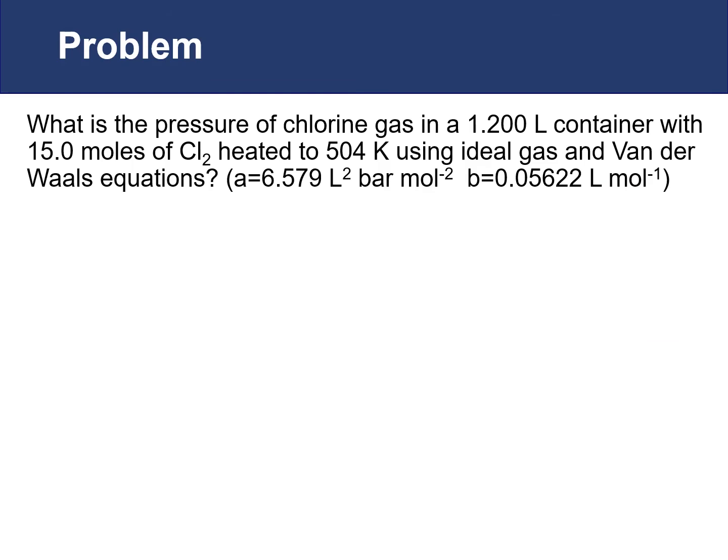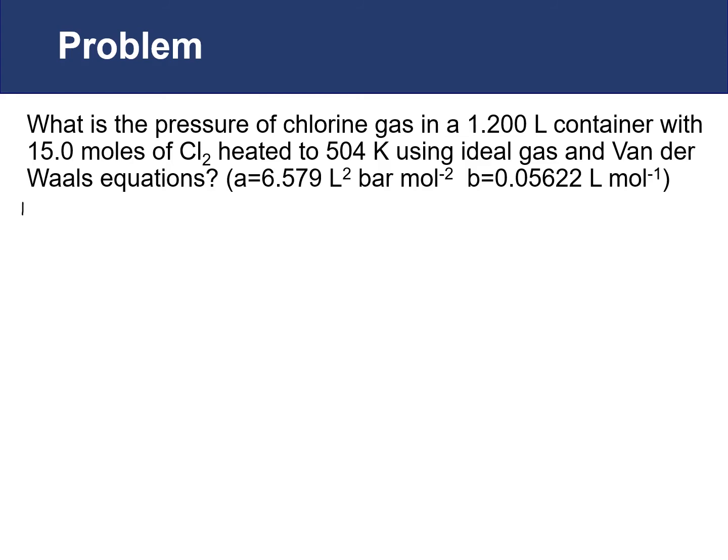Let's now look at a problem that uses the van der Waals equation. So let's say we're trying to determine what is the pressure of chlorine gas in a 1.20 liter container with 15.0 moles of Cl2 chlorine gas heated to 504 Kelvin using both the ideal gas and the van der Waals equations. So essentially we're going to compare the results that we get using the ideal gas equation and the van der Waals equation. Okay, so let's do the ideal gas first.